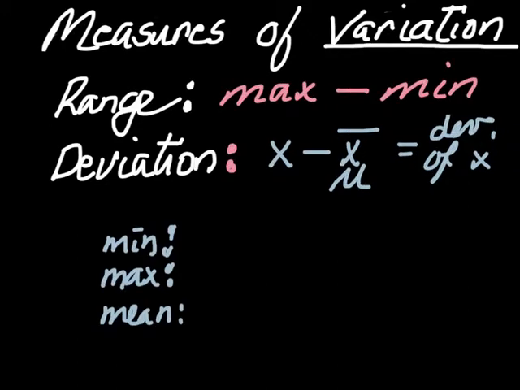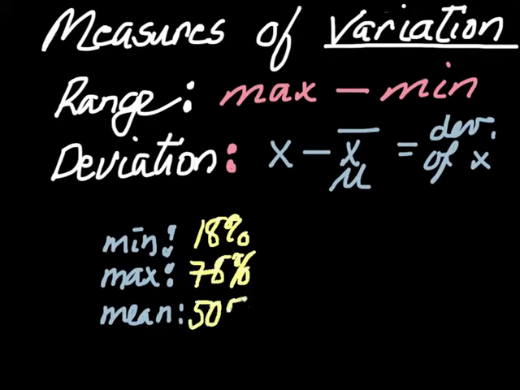So I have one class where the minimum grade is 18% and the maximum grade is 78%, and the average grade in that class is about 50%. My question to you is, what is the range? And what would the deviation be for somebody who had a grade of 70%? Okay, so find those two and then check back.